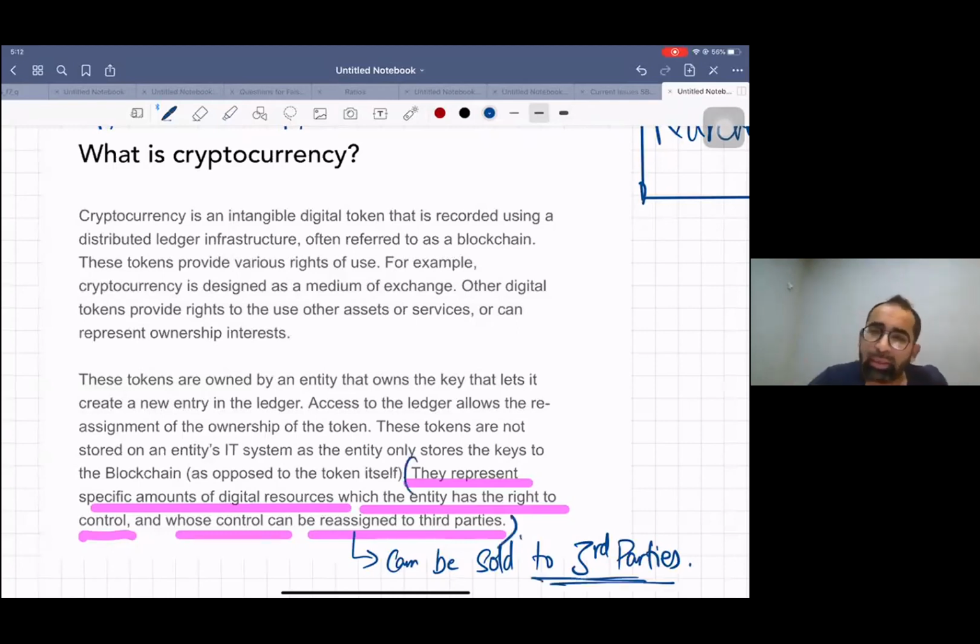First of all, the first point, some people think cryptocurrency is cash. The answer is no. It's not cash according to IAS 7 or IAS 32. This is not cash. Why? See the screen.